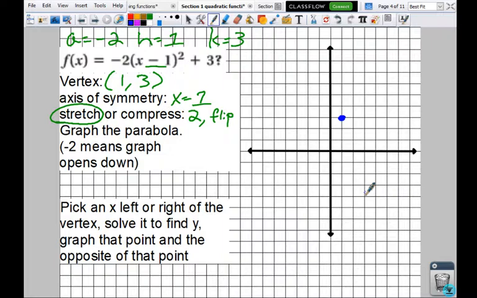So, I'm also going to put my axis of symmetry on here real quick. It is at x equals 1, and it goes right through my vertex. It's straight up and down.